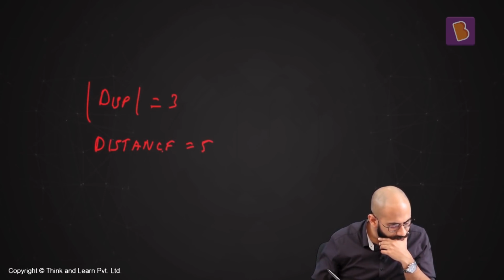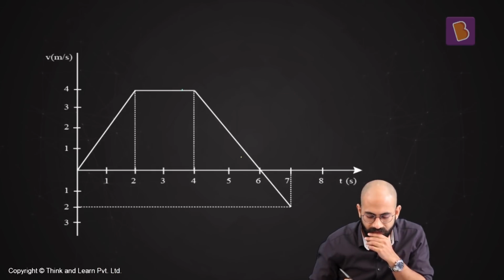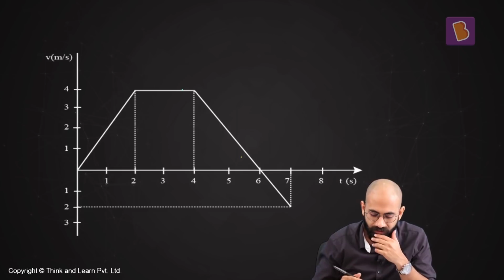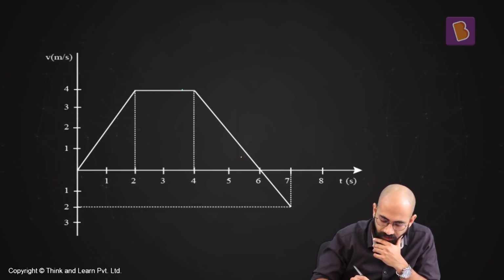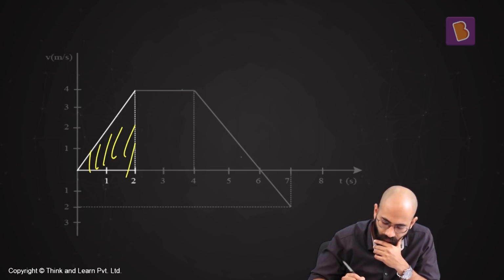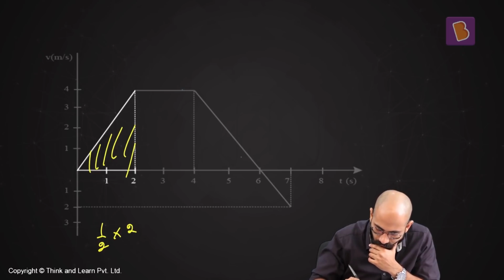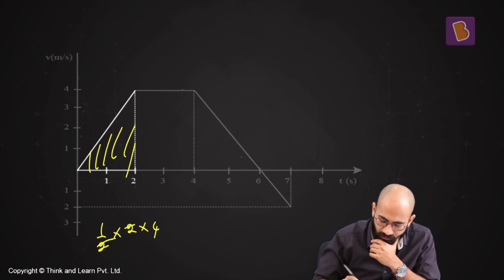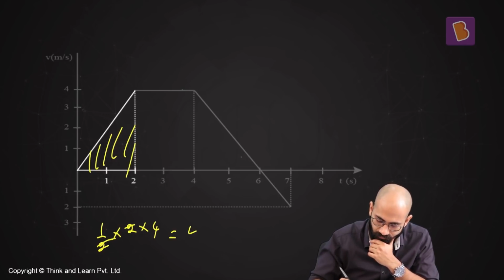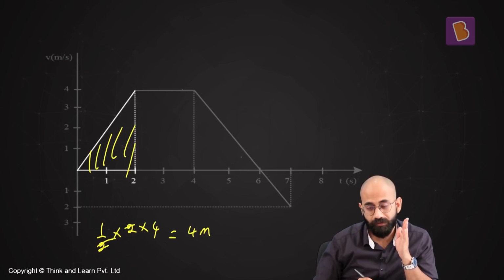Now what else do we know? We have to find the magnitude of the final position. How will you calculate the magnitude of the final position? Simple. We calculate the overall displacement throughout the graph. You basically add the areas under everything, and you subtract the area that's below the graph. So basically, what is the displacement traveled in the first 2 seconds? That is from here to here. The displacement would be half into 2 into 4, right? Which is equal to 4 meters. That's the displacement traveled from 0 to 2 seconds.